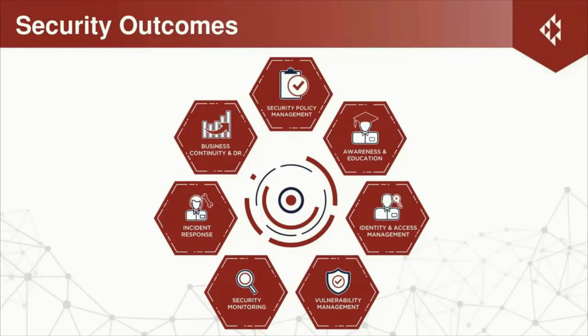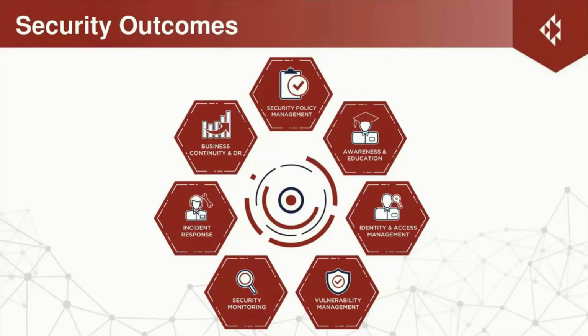Now, most organizations start by deploying security controls such as a firewall, AV software, etc., followed by a security assessment, and then begin looking at some of these security outcomes, starting with security policy management, so defining those documents that really set the policies and procedures for the organization. And the next step around staff awareness and education to make sure that all employees and board members are familiar with those policies and how they affect their day-to-day roles.